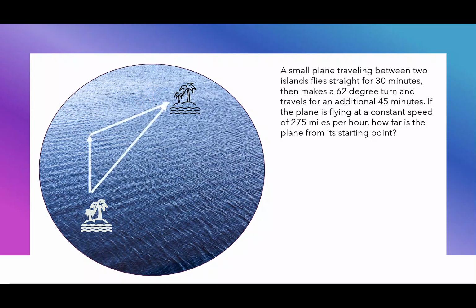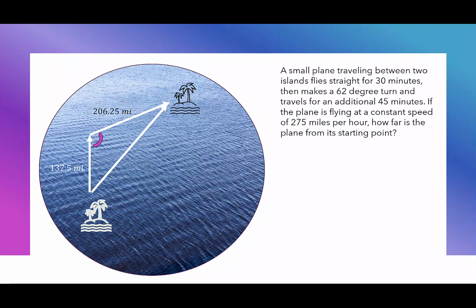To find the initial distance for the 30 minutes of travel, we multiply 275 miles per hour times half an hour, which is 137.5 miles. We find our second distance by multiplying 275 miles per hour times 0.75 hours, which is 206.25 miles.